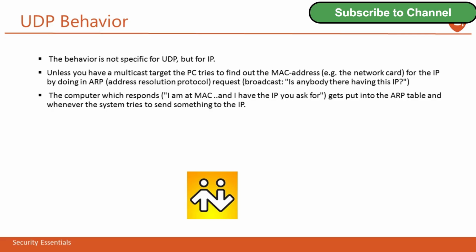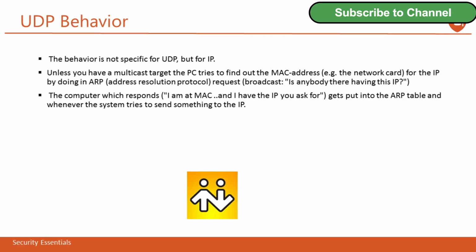Unless you have a multicast target, the PC tries to find out the MAC address, the network card, for the IP by doing an ARP, Address Resolution Protocol, request, which is in the form of a broadcast. Is anybody there having this IP? So the way UDP works, it works on the ARP protocol. ARP, Address Resolution Protocol, converts IP to MAC. And then RARP, Reverse Address Resolution Protocol, converts MAC to IP.